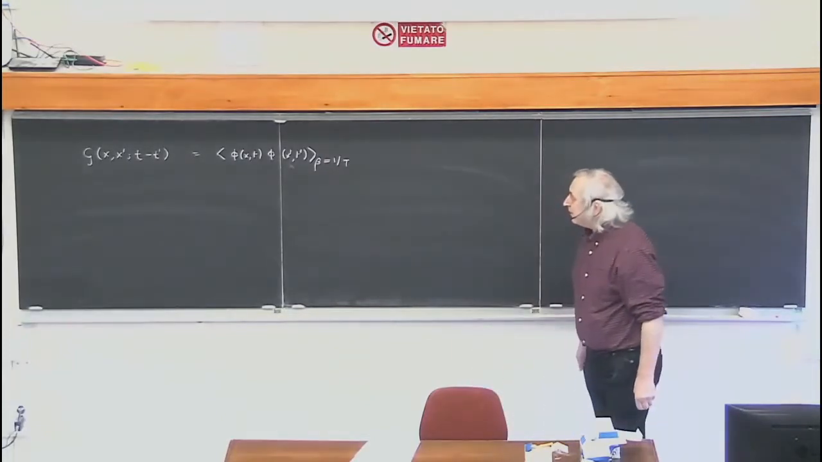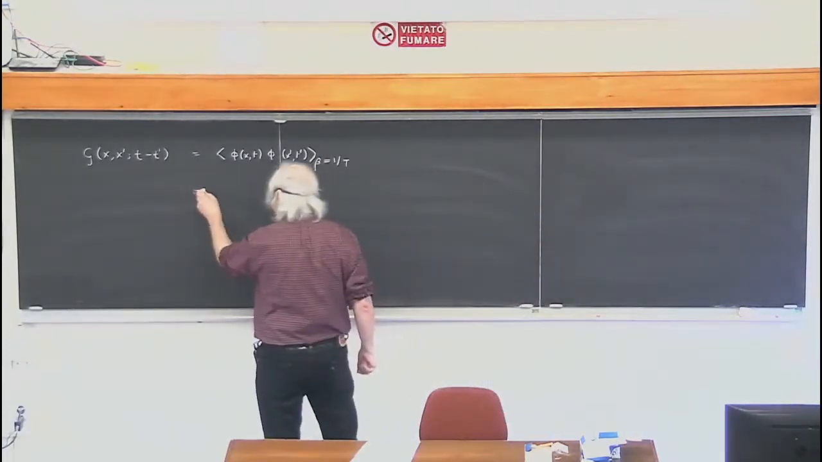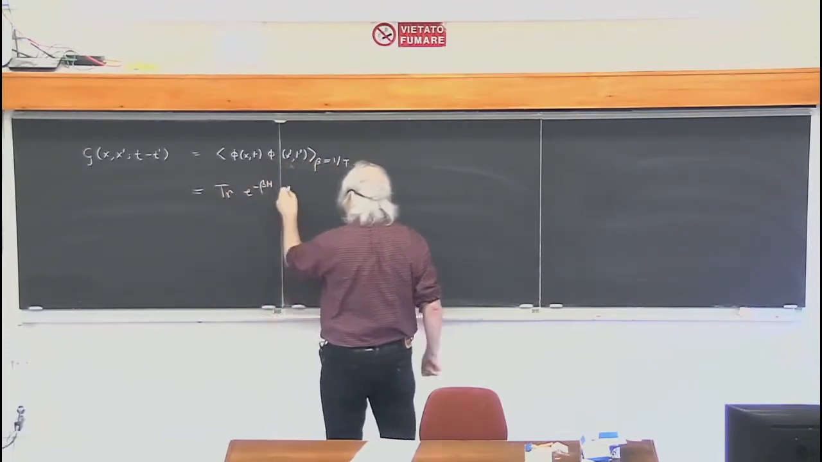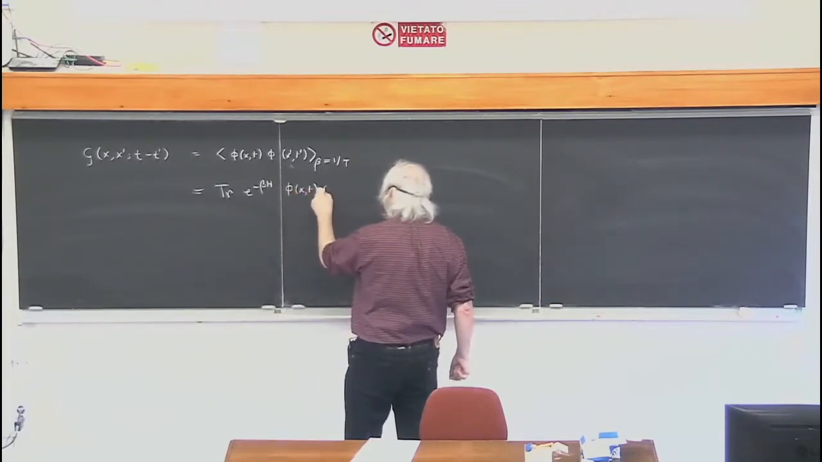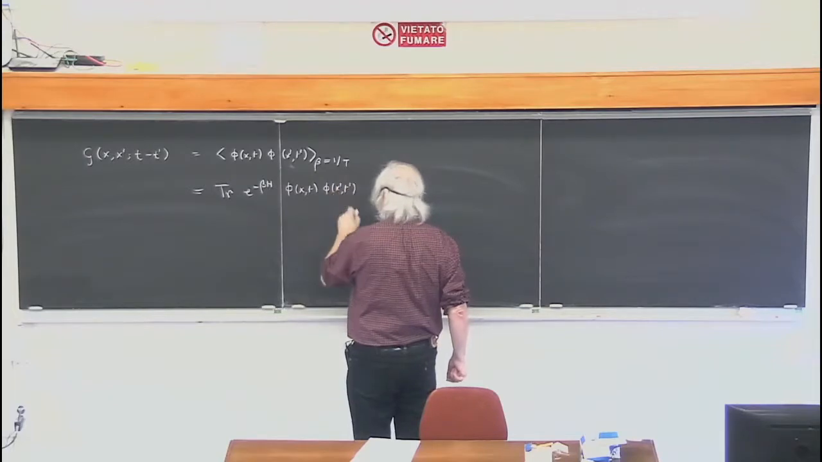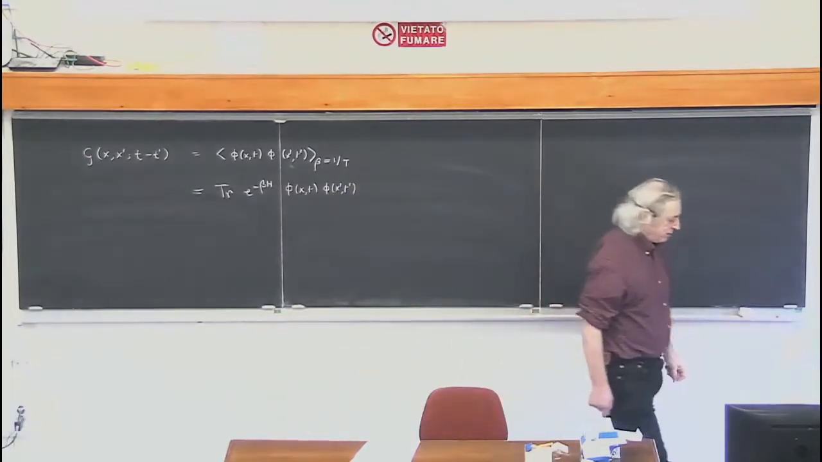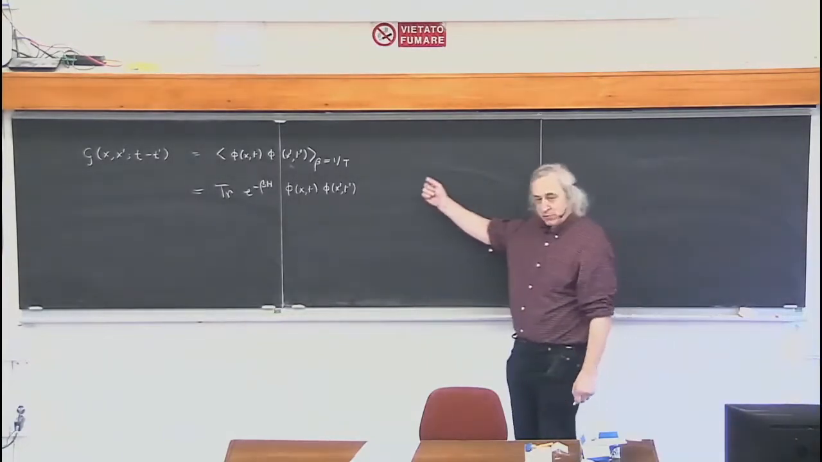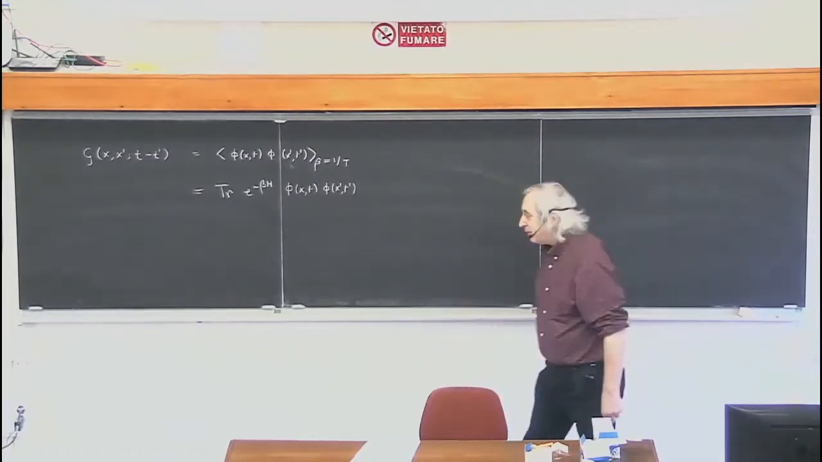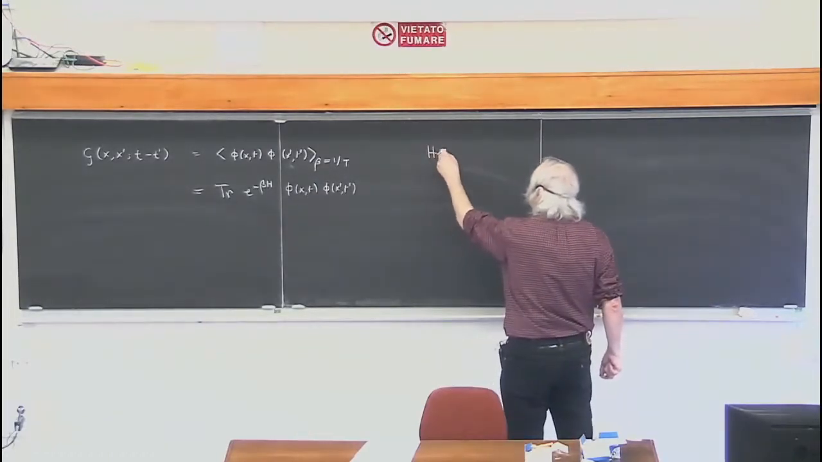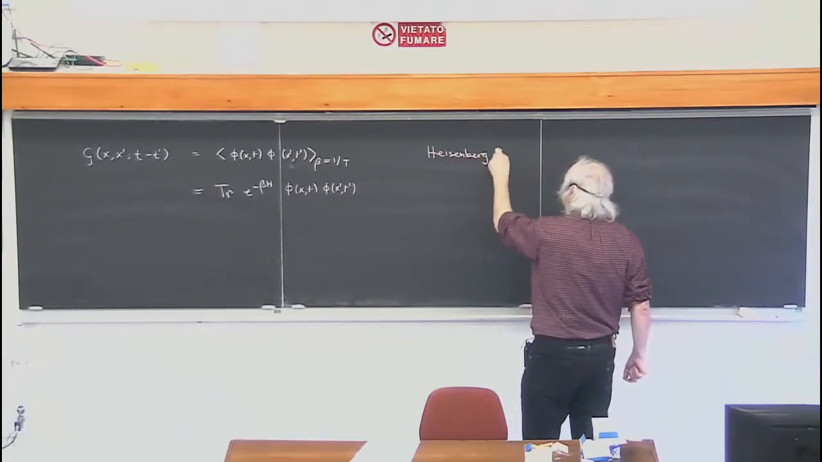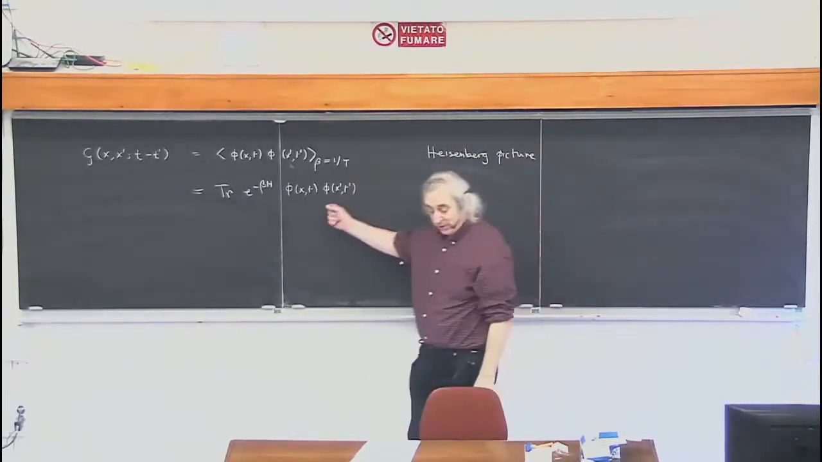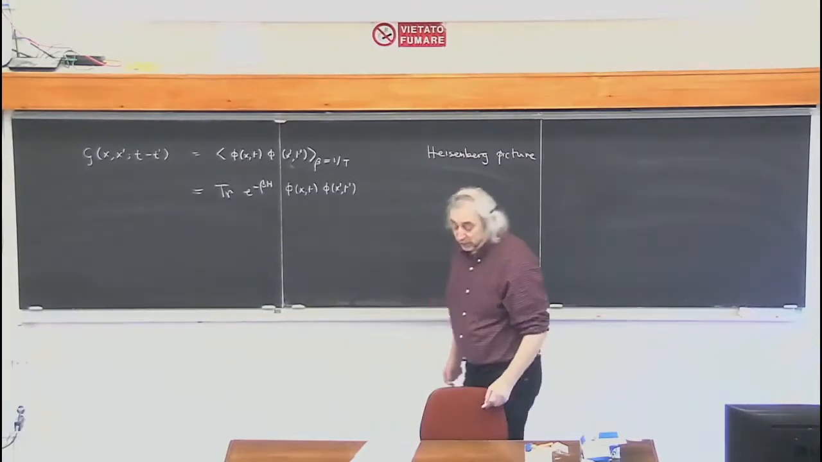And the way in which you calculate these things is to say that this is really the same thing as 1 over Z times the trace over all states of e to the minus beta times the Hamiltonian, phi of x t, phi of x prime t prime. The easiest way to understand what we want to do is to calculate some properties of this function, and I'm going to use the Heisenberg picture for the fields. So in the Heisenberg picture, the time evolution of any operator, including the field operators here, is simply given by conjugation with the Hamiltonian.